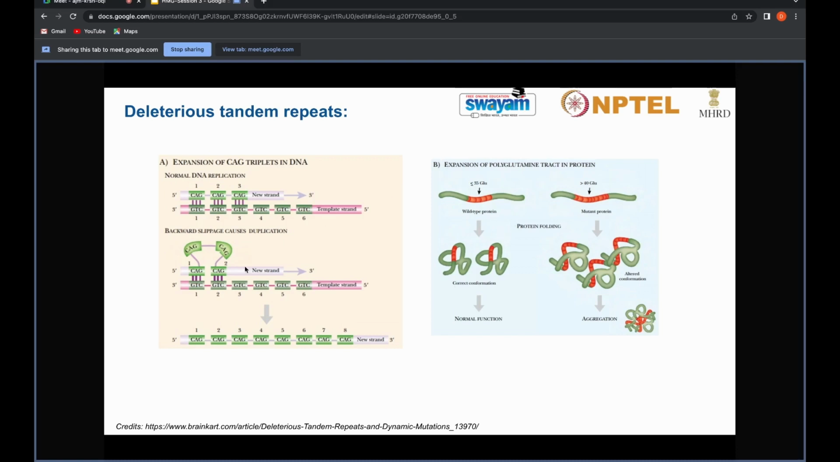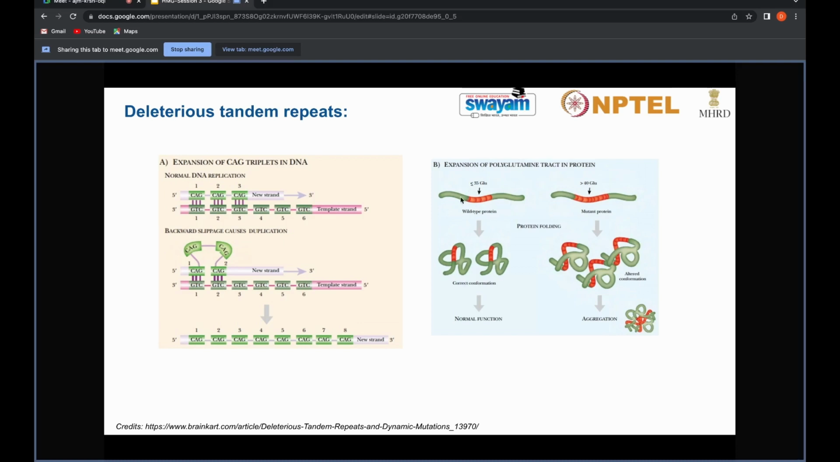So what happens after this expansion? There is expansion of this polyglutamine track in the protein, because this CAG codes for glutamine. So if multiple repeats are present, then polyglutamines will be synthesized. And what happens if these polyglutamines are synthesized?